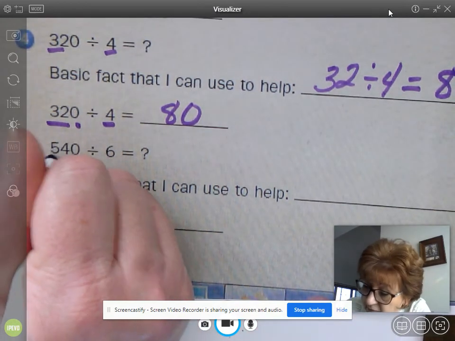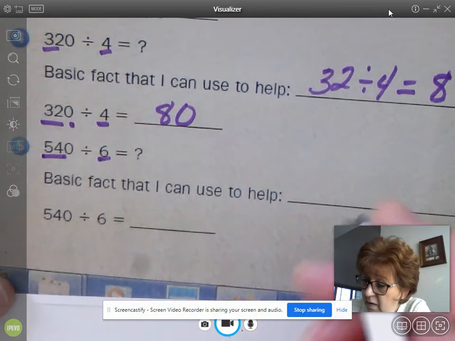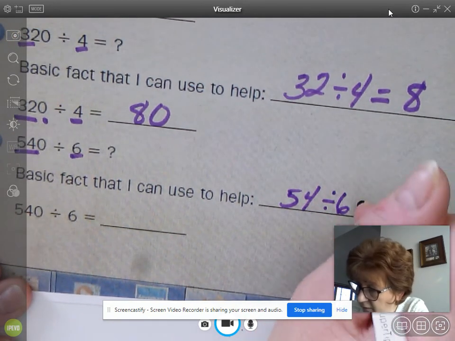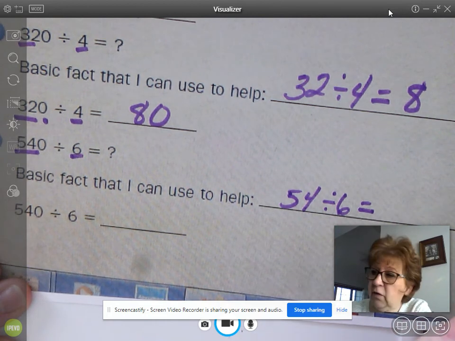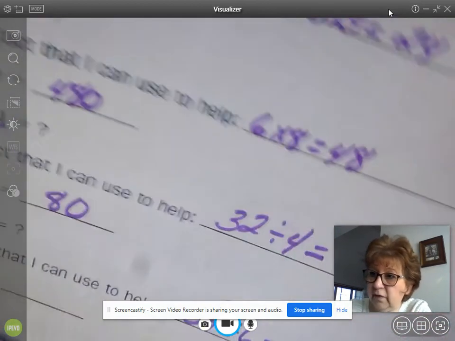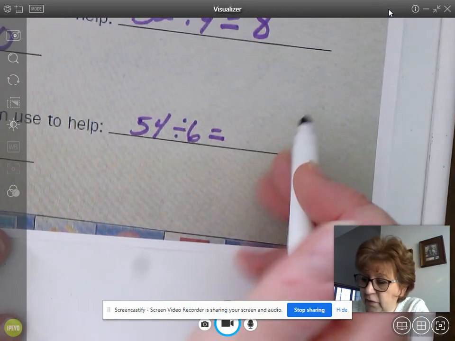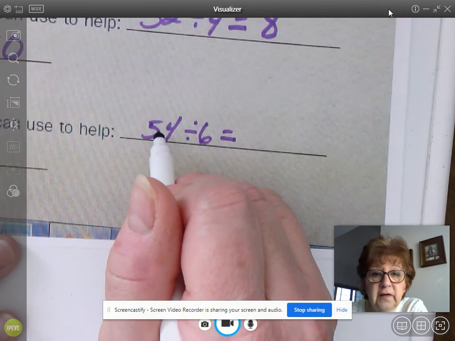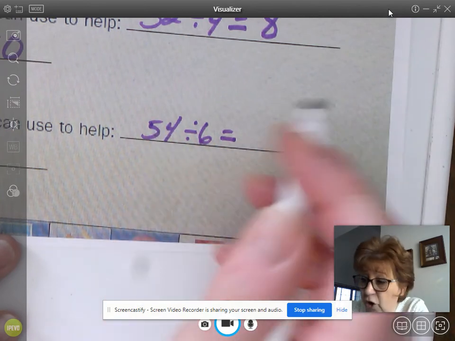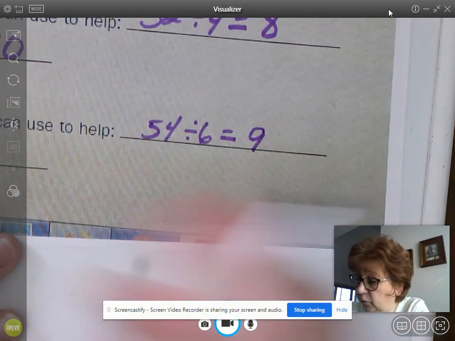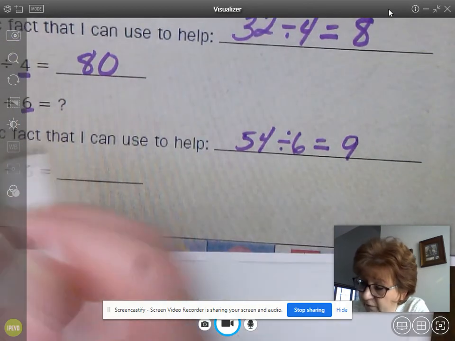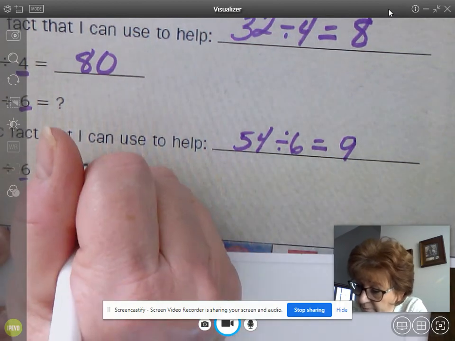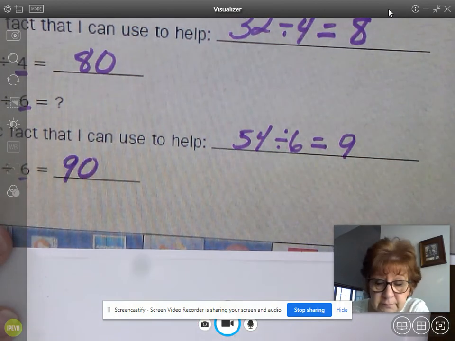So my basic fact is going to be 54 divided by 6. My basic, and I'll go write that here, 54 divided by 6 equals. All right, so again, here I could use subtracted group to solve this, okay? Because I know that 10 times 6 is going to be 60. 54 is 60 minus 6. So 9 times 6 is 54. All right. So for 540, I still got my 54 divided by 6, which was 9, times my 10, 90. Okay.